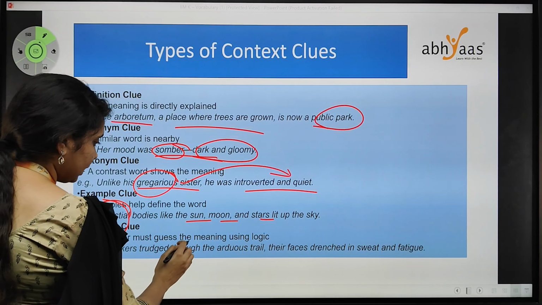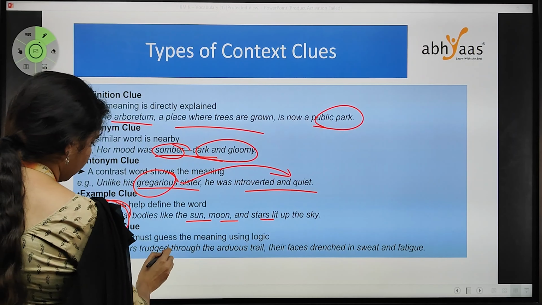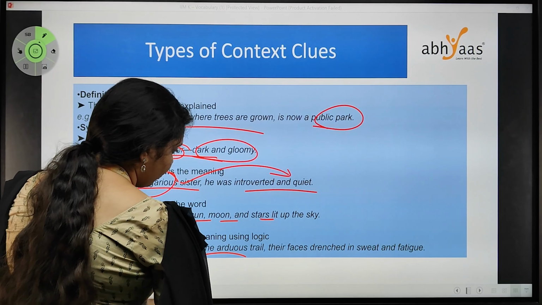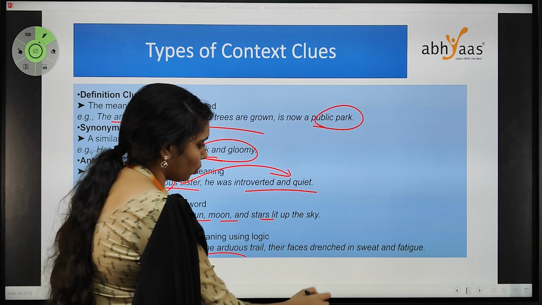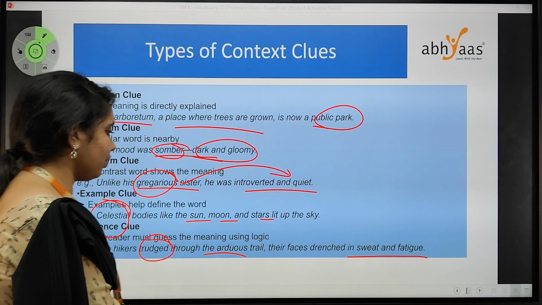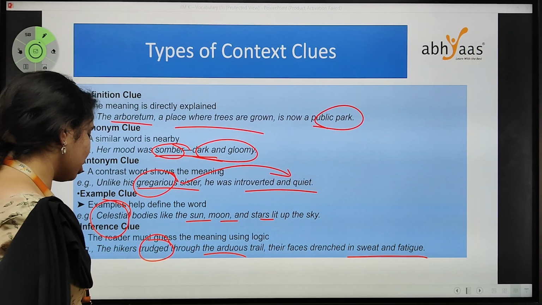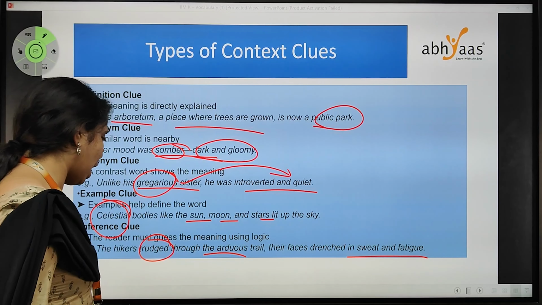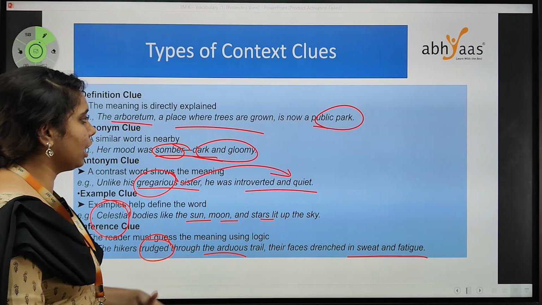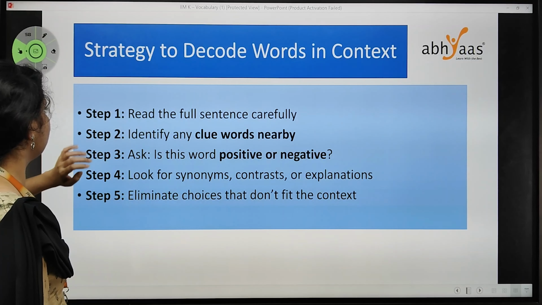The reader must guess the meaning using the logic. The hikers trudged through the arduous trail, their faces drenched in sweat and fatigue. So what would you understand from this? If their faces are drenched in sweat and fatigue, obviously the route is very tough, very hard, right? So that would be the meaning that you can decipher from the context here, right? Let's look at some more.